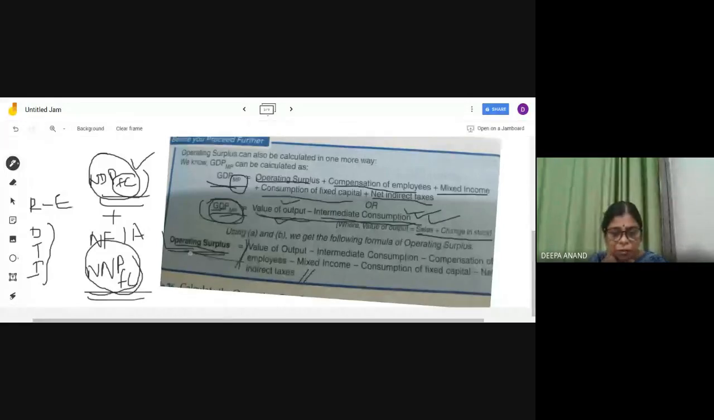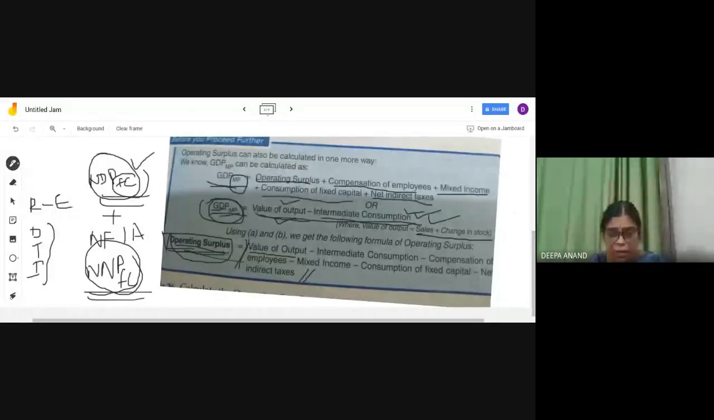You will write value of output minus. Actually, what is value of output? Sales. What is sales? Sales is the revenue of any business concern. So value of output is the revenue. Whatever revenue we get, minus whatever we have paid, you will get the operating surplus. So, another formula; just understand the logic of why the equation is like this. Operating surplus is equal to value of output, because that's the revenue.